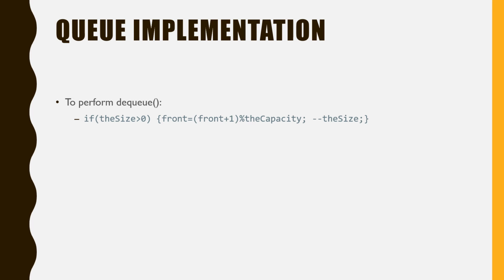Finally, for dequeue, we will first make sure the queue is not empty. Then, we increase the front index and decrease the size of the queue. Note that we also use the modulo operation here to reset the front index when it reaches the end of the array.